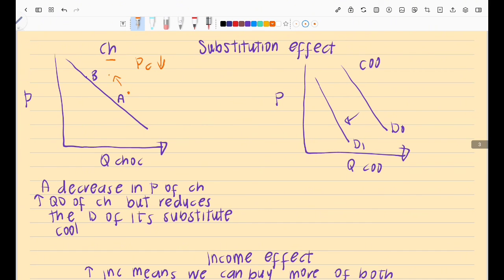But what would happen to the substitute of chocolates? If the price of chocolate reduces, the quantity demanded of chocolate increases, but the substitute's demand curve is going to be reduced, right? And that is a substitution effect. If you think about it, if the price of chocolate increased, what would happen to the demand of cold drink? It would increase, right? That's just how substitutes work. Here we are looking at the change in price of a certain good and how its quantity demanded is changing, as well as how that price change is now affecting its substitutes, right?